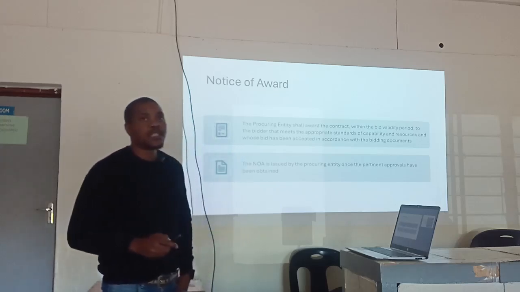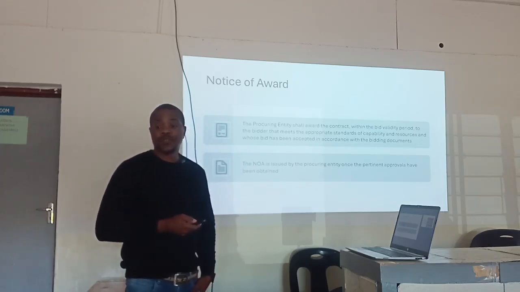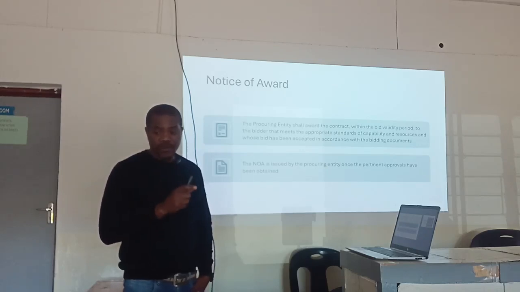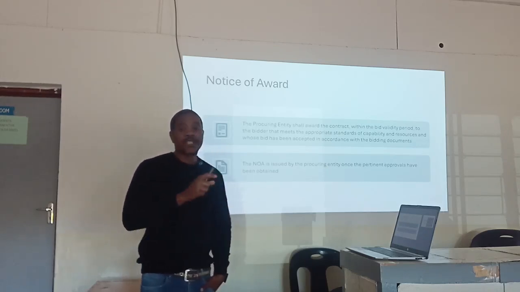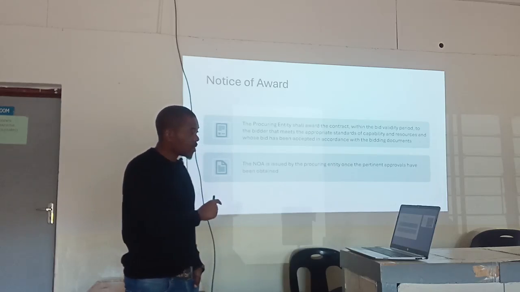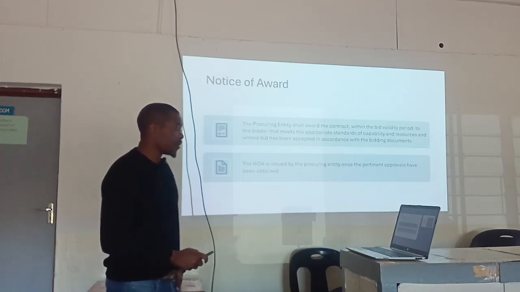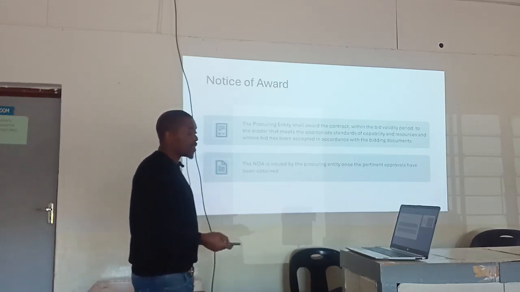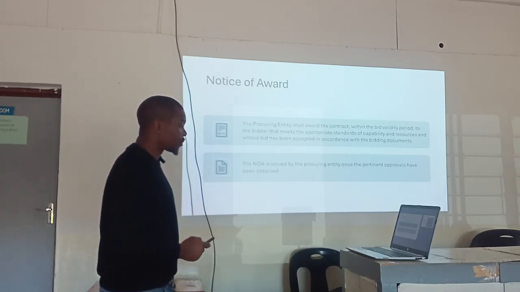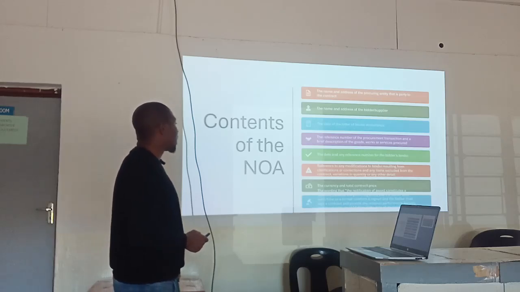You remember when we were doing the principles of public procurement, we looked at proportionality. So proportionality means you provide the appropriate attention to the right things. Those that are simple and straightforward and small in value are also given the appropriate attention. So let's look at the contents of the notice of award.